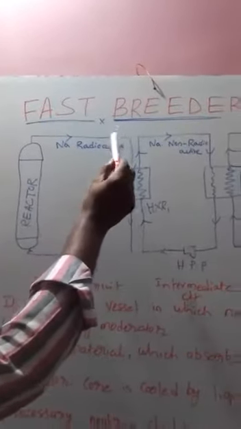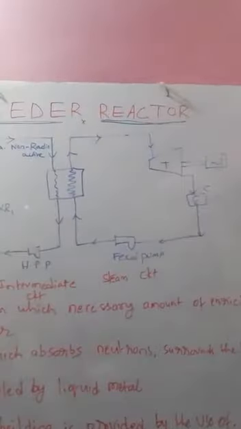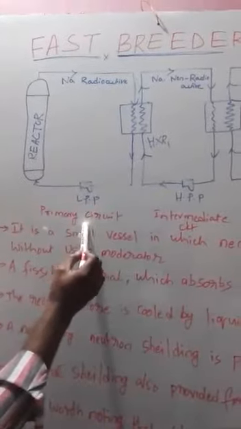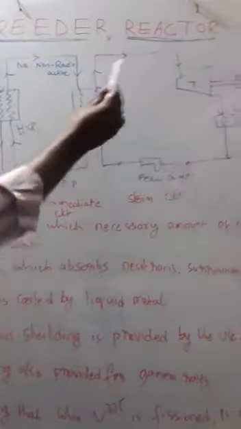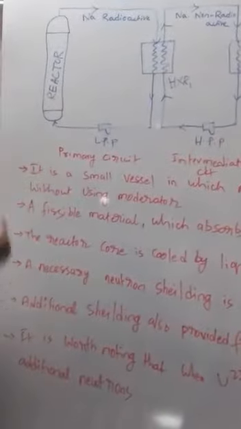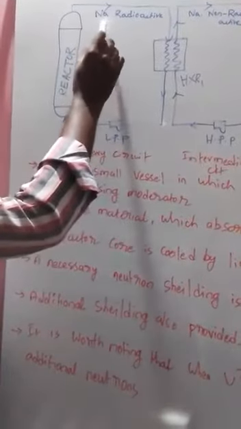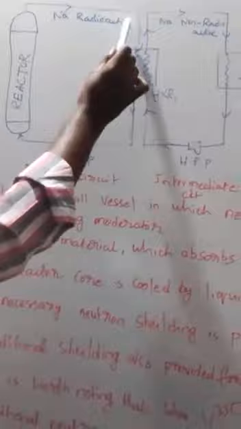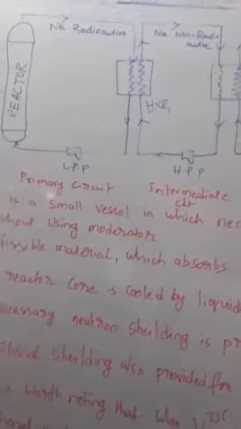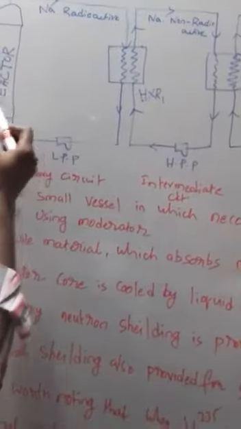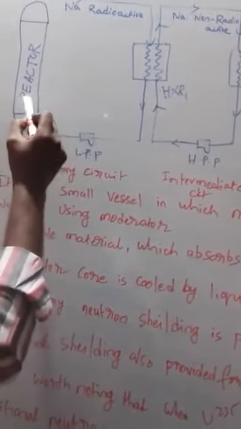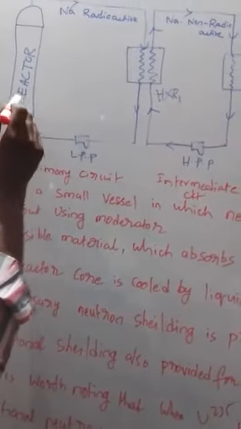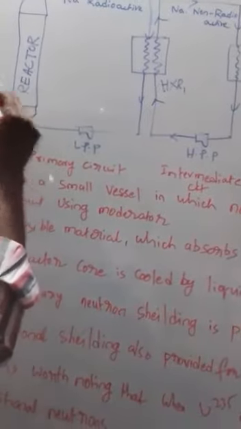Let us start the working principle of fast breeder reactor. Here also we are seeing three circuits: primary circuit, intermediate circuit, and a steam circuit. In the primary circuit, liquid sodium, which is acting as a coolant, will circulate in it. As this liquid sodium is passing through the nuclear reactor, it is having radioactive attachment. Here we will use uranium-235 as a fissionable material. When it undergoes the nuclear fission process, heat will be generated.